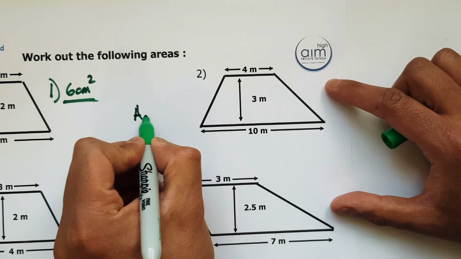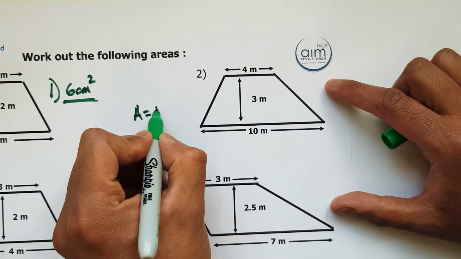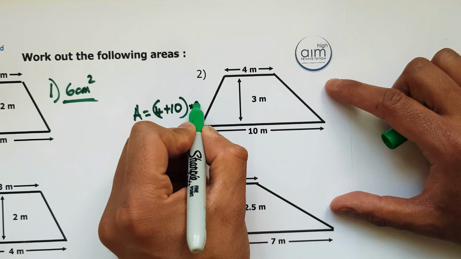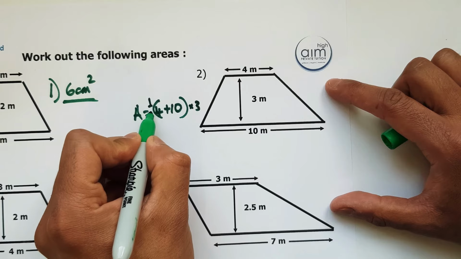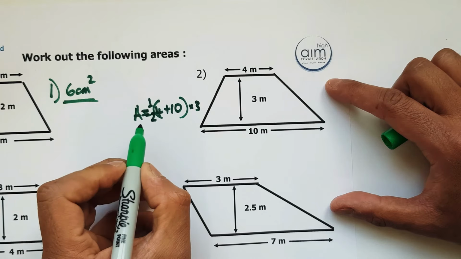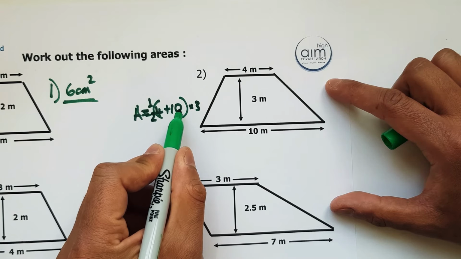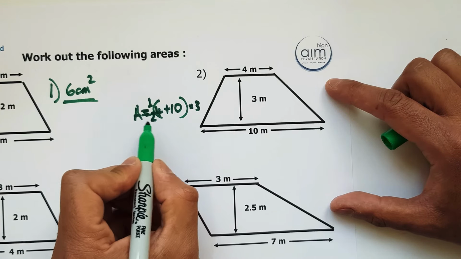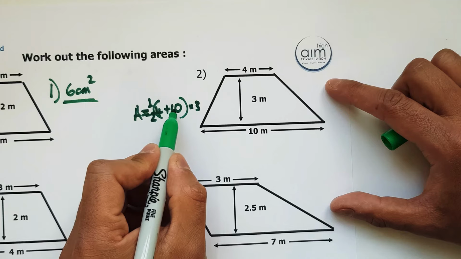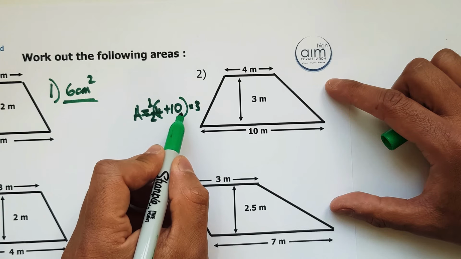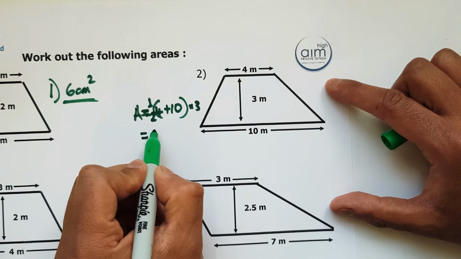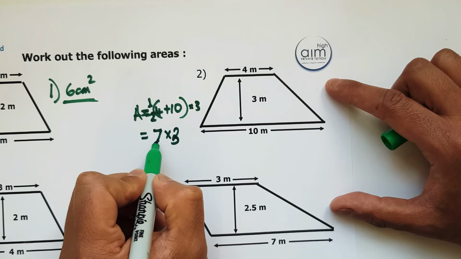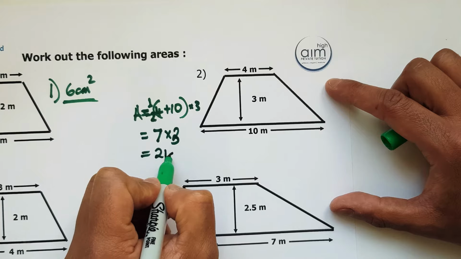So area is going to be 4 plus 10 times by the height and half your answer at the end. Oops, I'll squeeze that half in there. So I've got 4 add 10, which is 14. Now sometimes it's easier to half the number first and then times it. So in this case, 4 add 10, which is 14, half of 14 is 7, and then I can times it by 3. 7 times by 3 is 21 meters squared.